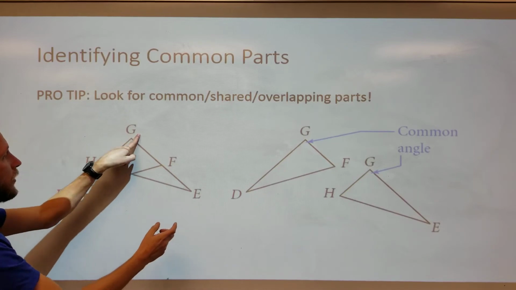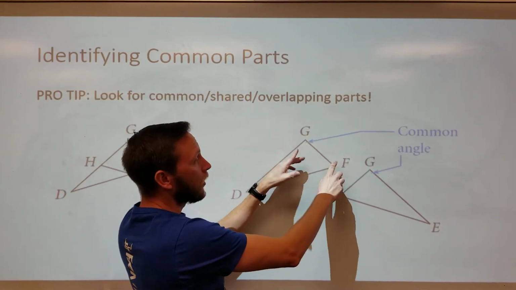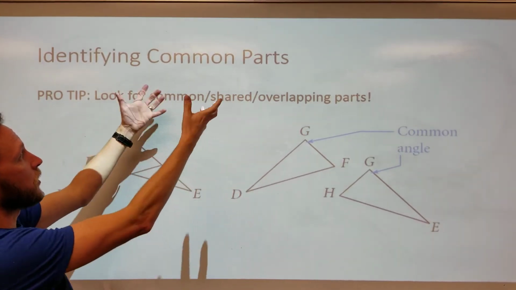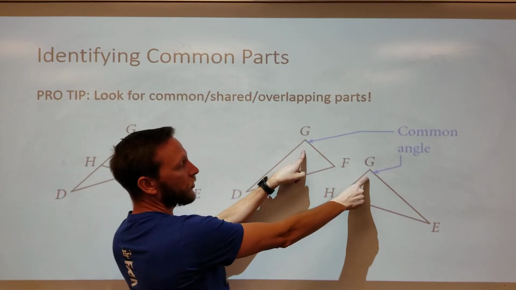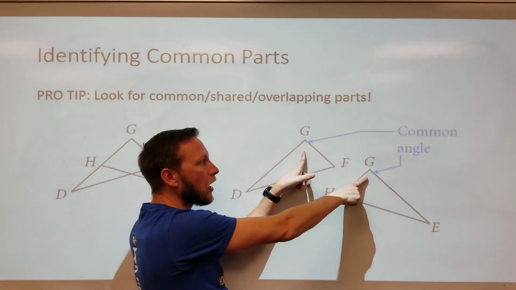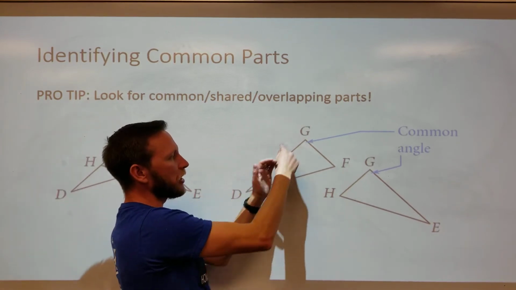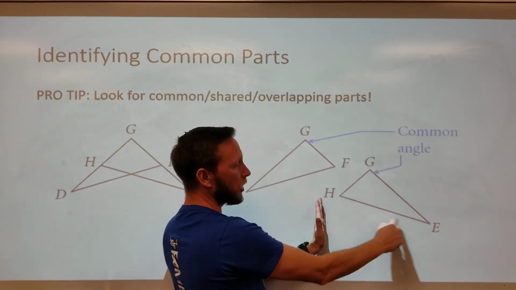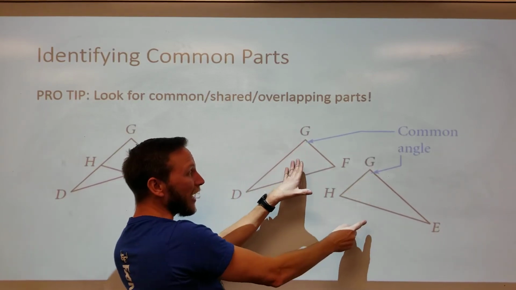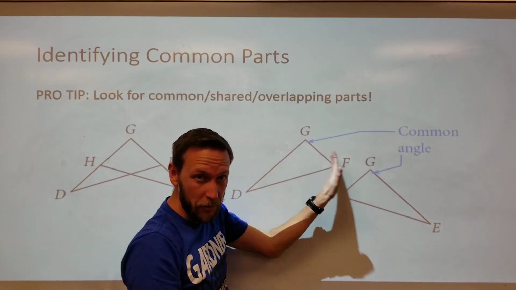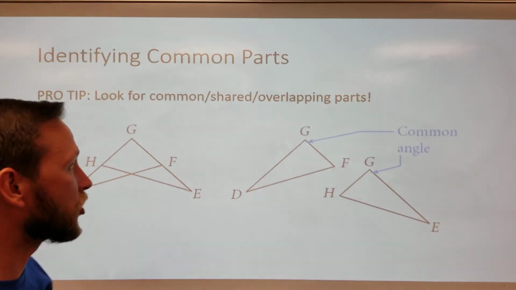Can you see that they both share this vertex, this angle at G? Hopefully, if you can see this common angle or this shared angle or this overlapped angle, you can notice that these angles are the same angle. I can call it angle G, but in this triangle, angle G is angle DGF. In this triangle, angle G is EGH. It's the same angle though. So this angle is congruent to that angle, all right, by the reflexive property of congruence. And so we'll use that in our geometric proof.